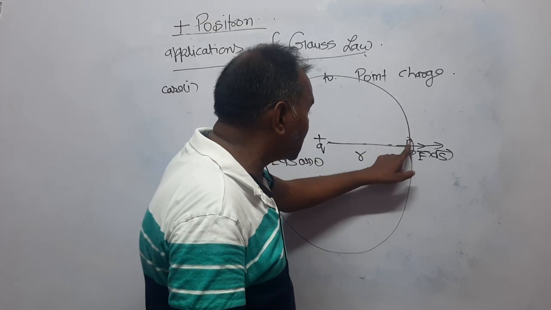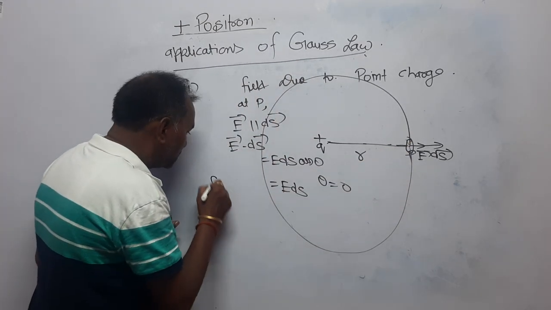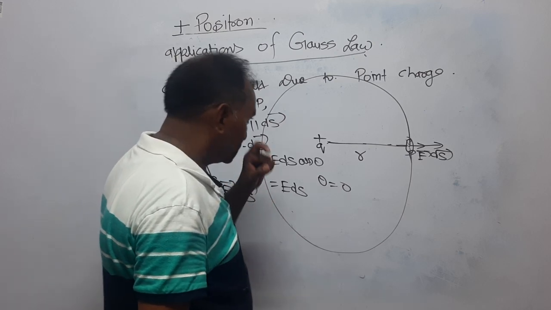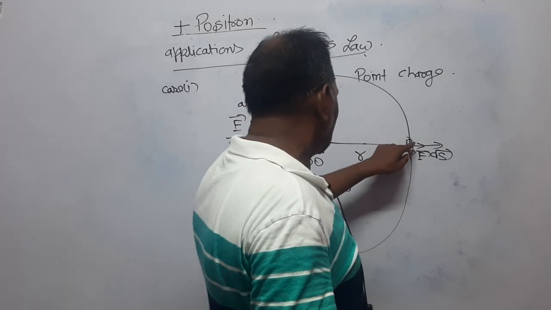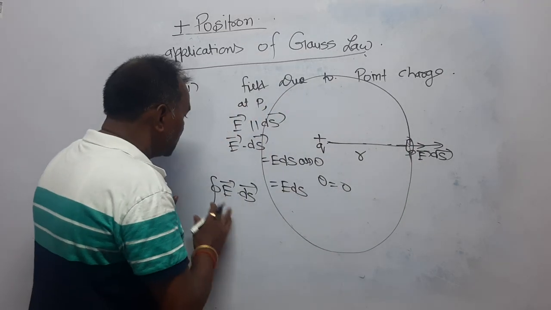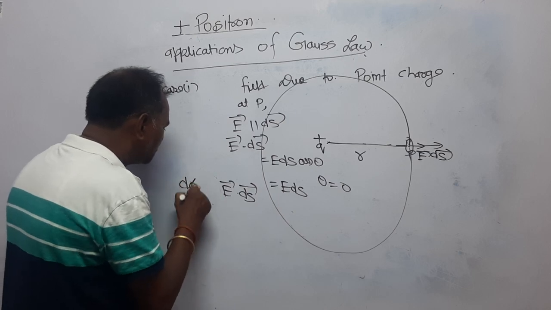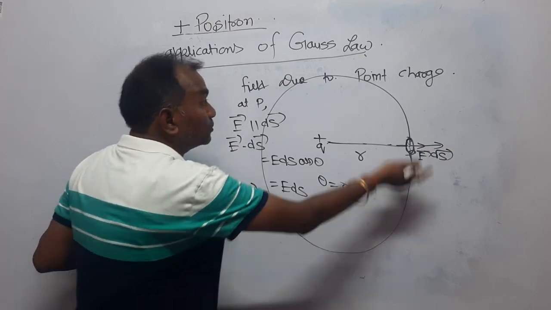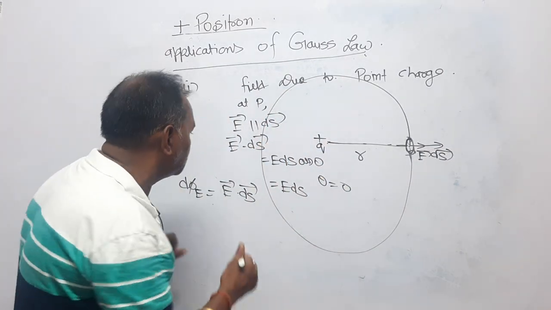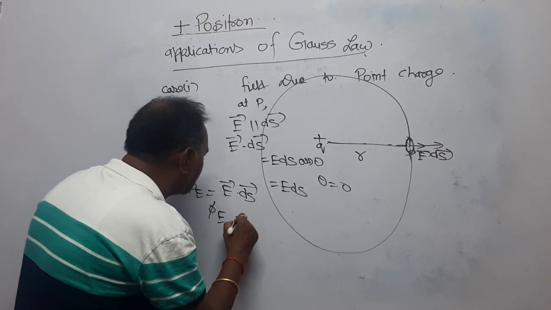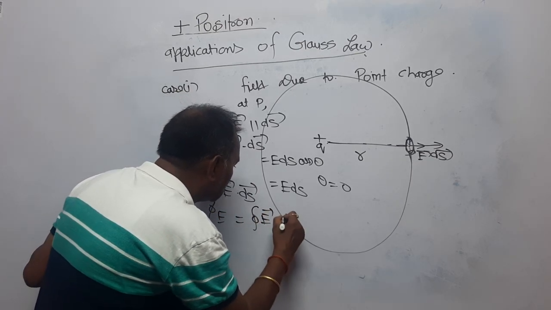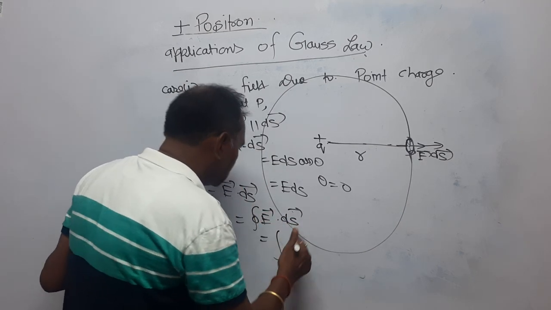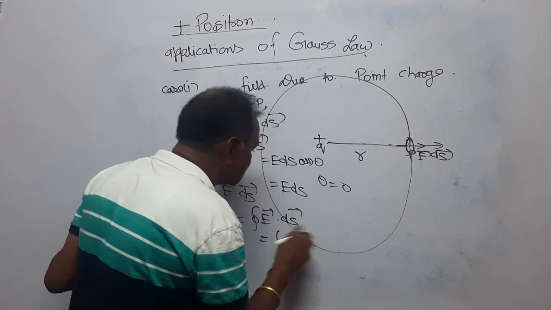The flux associated with this small element is d phi E equals E dot ds. Total flux associated with our total sphere, that is phi E, we have integrated, that is integral E dot ds. Now dear students, that is what? E ds cos 0, and cos 0 is 1.